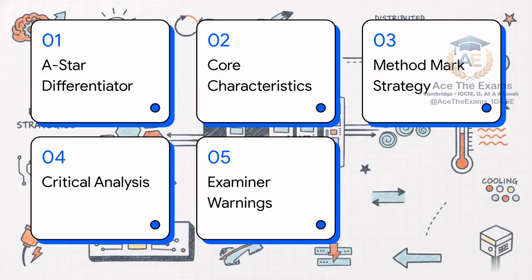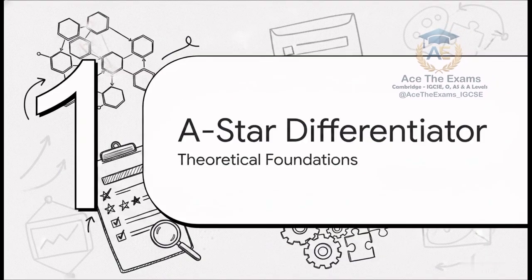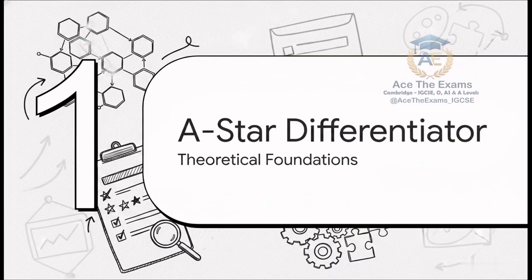Here is our roadmap for today's explainer. We'll cover the A-star differentiator, supercomputer core characteristics, the method mark strategy, mastering critical analysis, and finally, the top 3 examiner warnings. Let's kick things off with Section 1, the A-star differentiator.